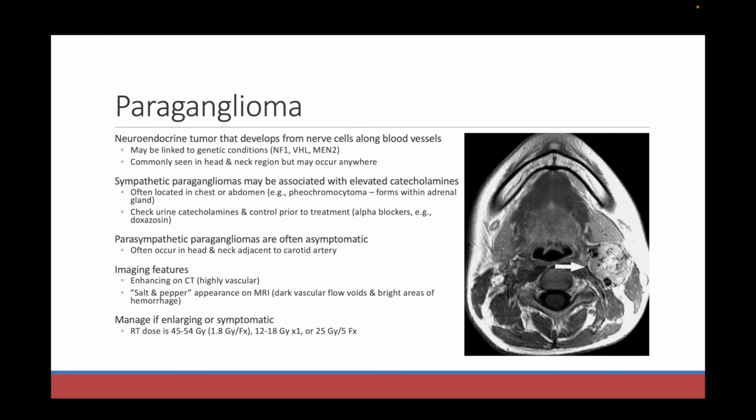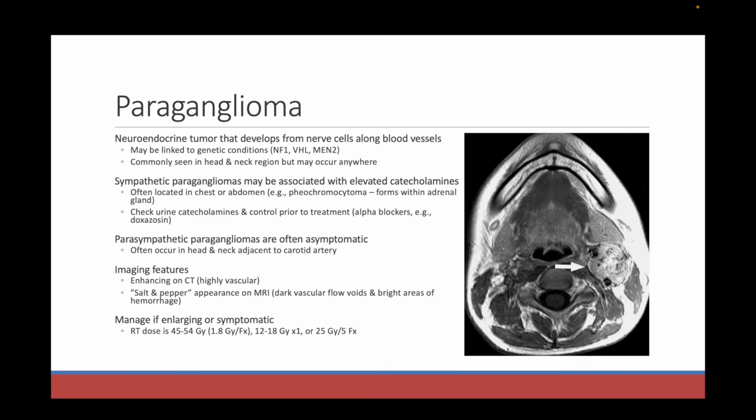Parasympathetic paragangliomas are often what are seen in the head and neck region. And these tend to be asymptomatic, meaning that they're non-secretory. But of course, if they grow very large, then they can be associated with just local regional symptoms. Imaging features: they are highly vascular, so they enhance on a contrast CT scan.